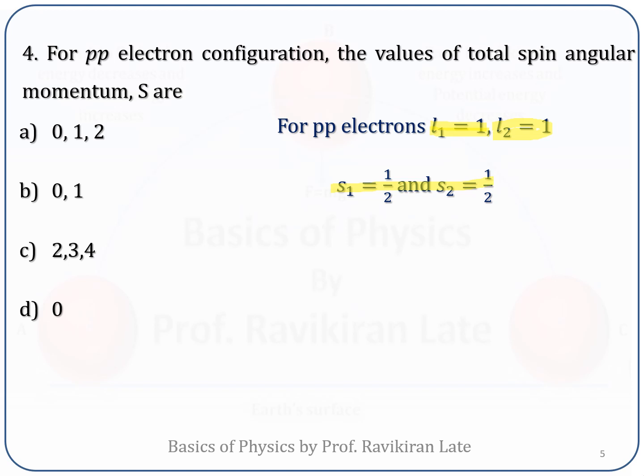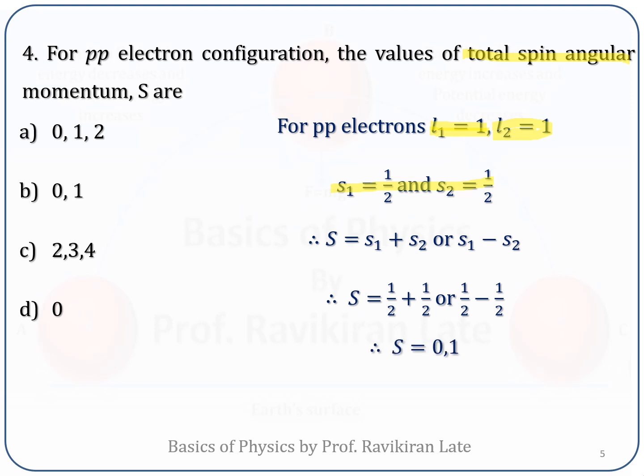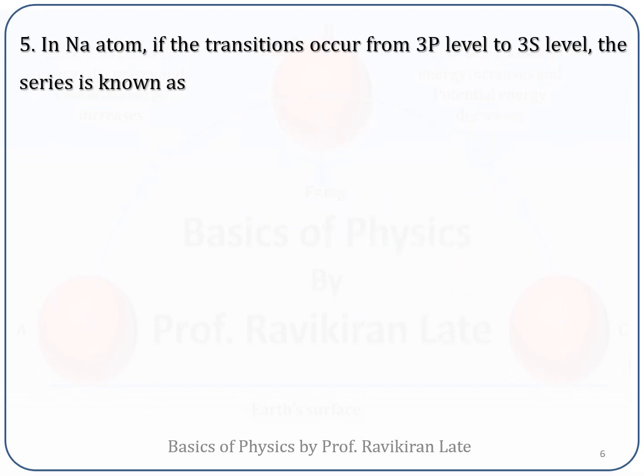So we want to calculate the total spin angular momentum. The total spin can go from s1 minus s2 to s1 plus s2. So if you add these two and if you subtract these two, 1 half plus 1 half or 1 half minus 1 half, it will give you the values 0 and 1. So if you have a p p electron configuration, or any kind of electron configuration, you will get the values of total spin as 0 and 1. So the correct answer for this question is option B.